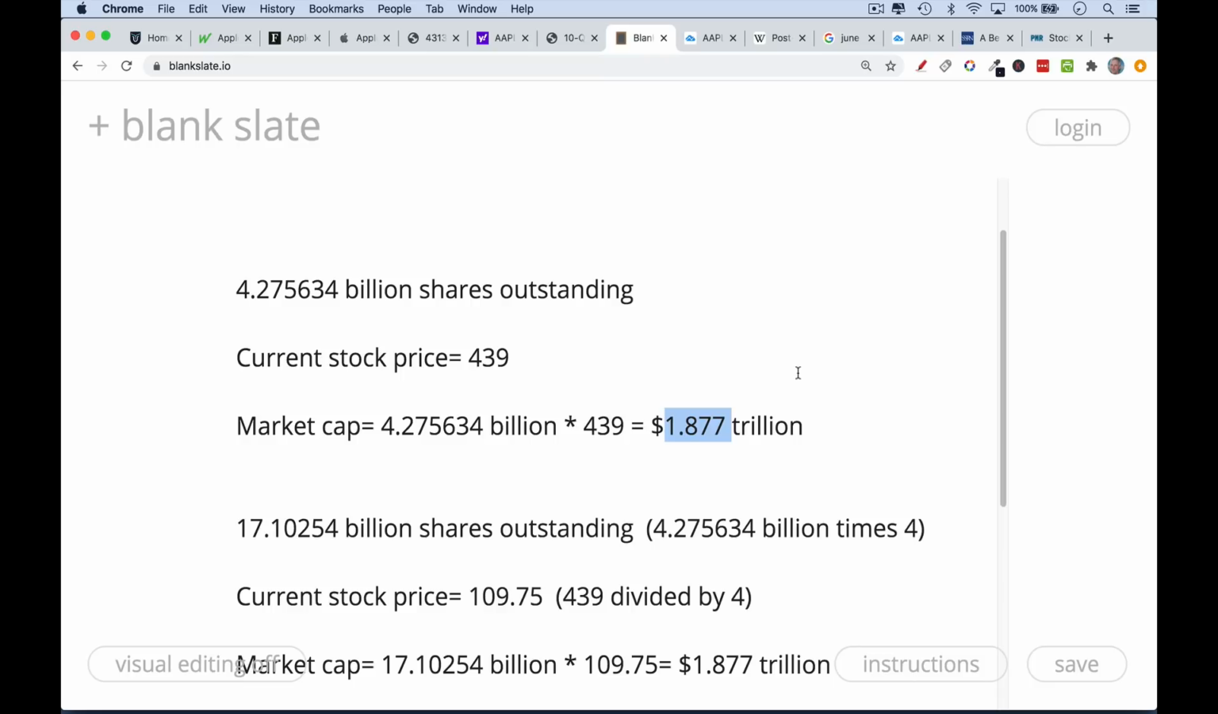So we're talking about one of the largest companies in the world, probably still the largest, on its way to a 2 trillion market cap. And when people talk about how large a company is, they're usually referring to market cap.